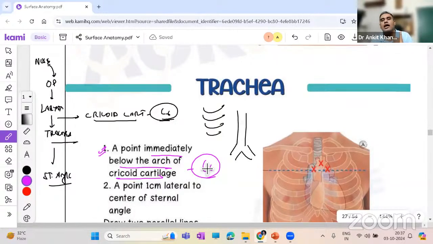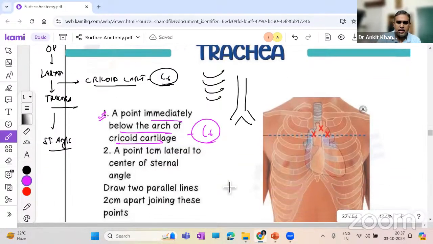Thyroid, below thyroid, we have cricoid. Again, saying thyroid and below thyroid, cricoid cartilage. Now, just below cricoid, what you have in the midline is the trachea, simple as that. Okay. Second point is what?